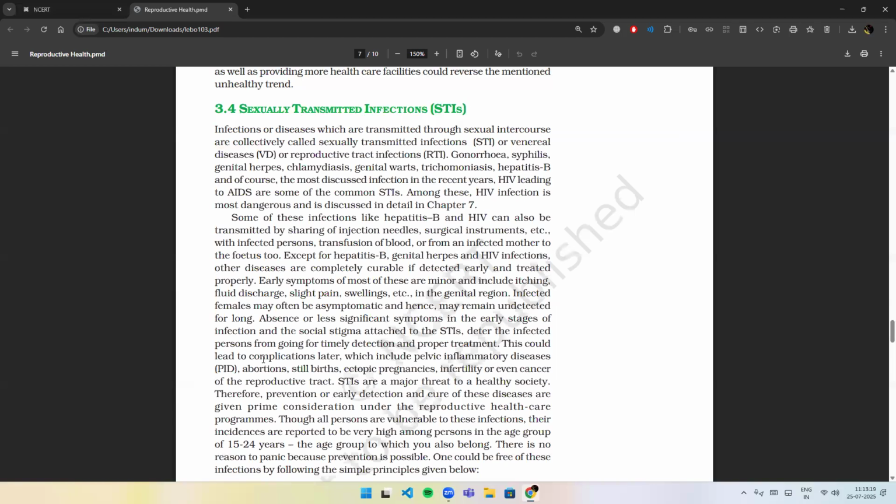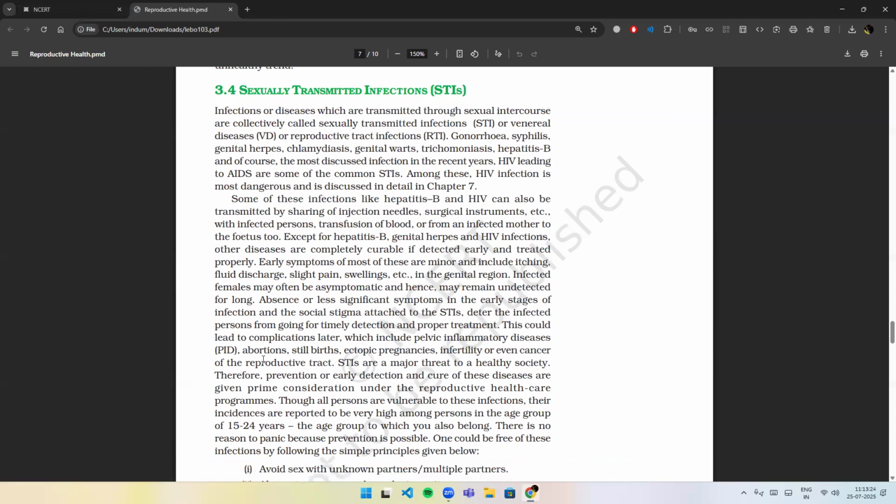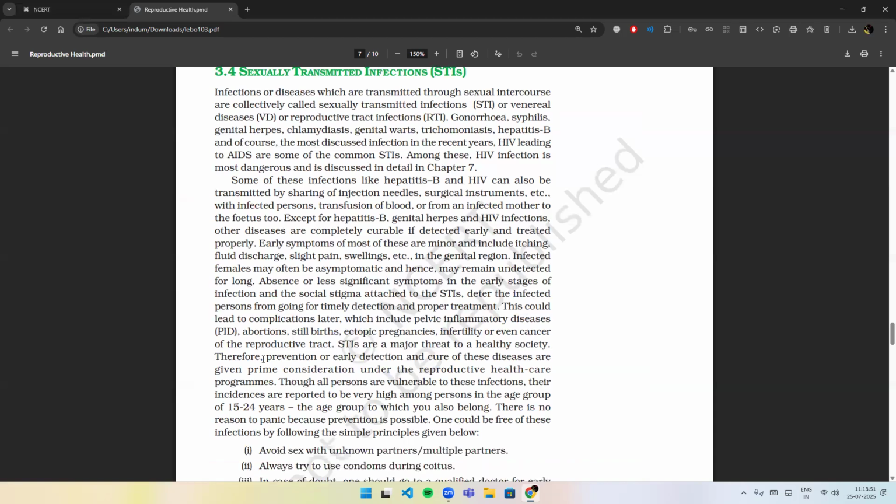3.4. Sexually transmitted infections, STIs. Infections or diseases which are transmitted through sexual intercourse are collectively called sexually transmitted infections or venereal diseases or reproductive tract infections. Gonorrhea, syphilis, genital herpes, chlamydiasis, genital warts, trichomoniasis, hepatitis B, and of course, the most discussed infection in the recent years, HIV leading to AIDS, are some of the common STIs. Among these, HIV infection is most dangerous and is discussed in detail in Chapter 7.